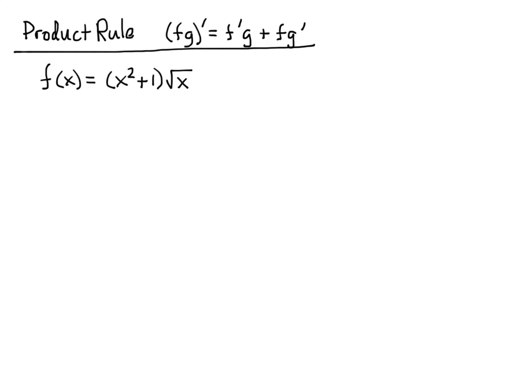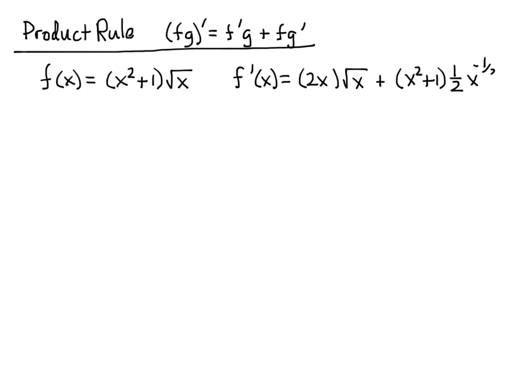So if we have something like this, there's a couple ways to do this one, but if we want to use the product rule, we take the derivative of that x squared plus 1 factor, and that becomes 2x, and multiply that by the square root of x. Then we take that x squared plus 1 and multiply it by the derivative of the square root of x, and so we get 1/2 x to the minus 1/2, and then we simplify it.